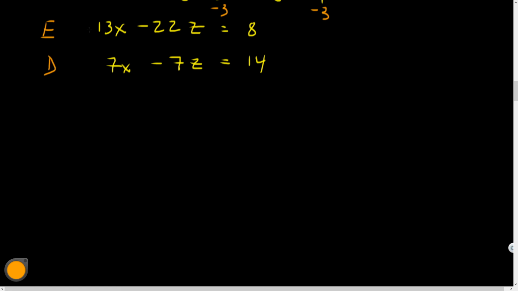Although I could have gone the elimination method and tried to figure out what 7 times 13 is and what 7 times 22 is and least common multiple and all that. But in this case, substitution is the easier way. And so I'll highlight it in blue. I'm going to solve for x first.